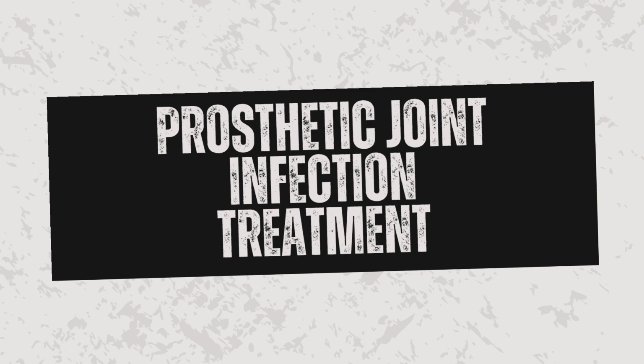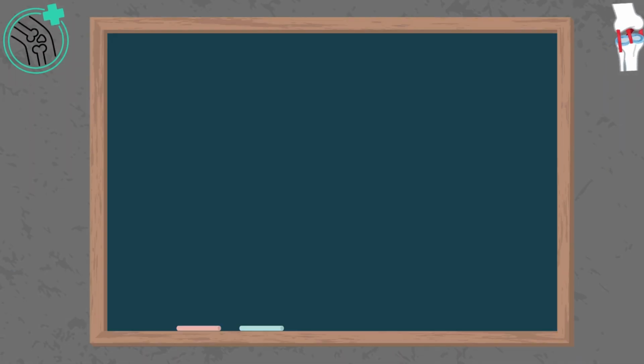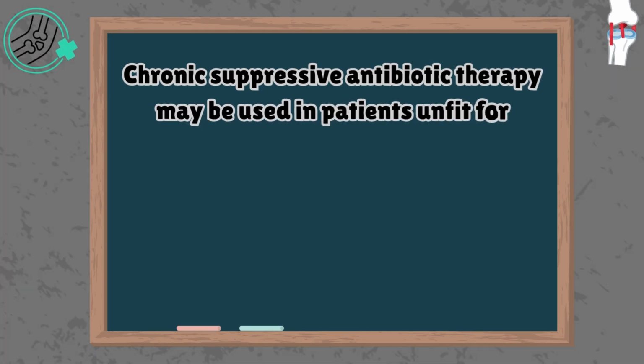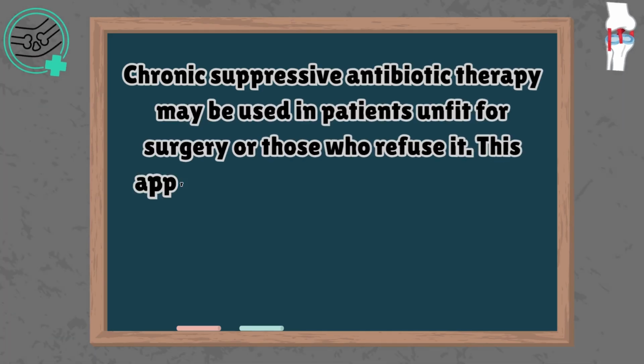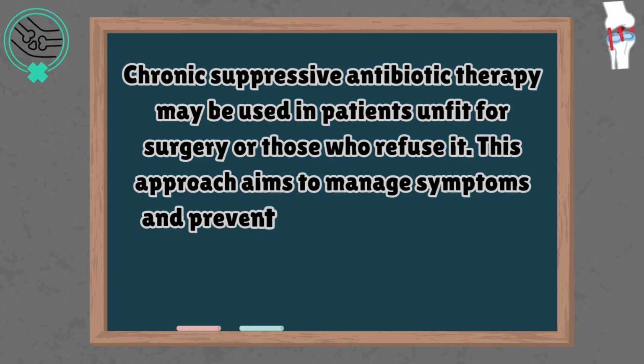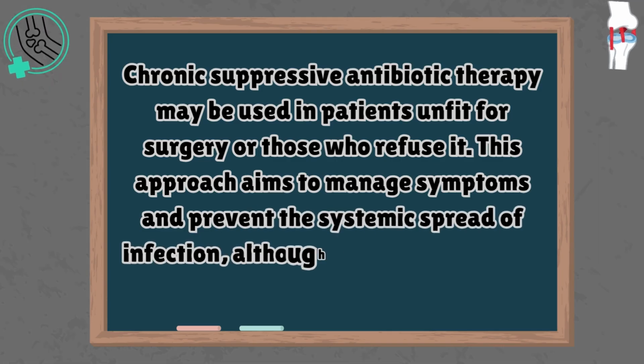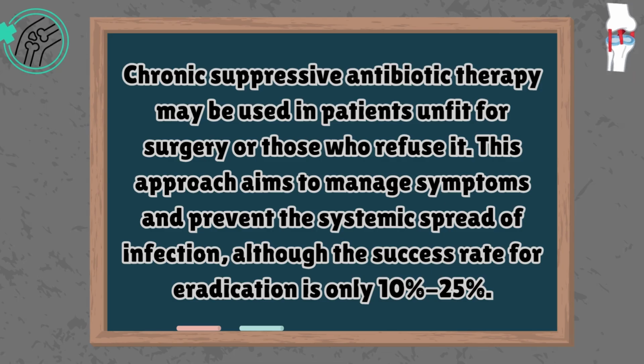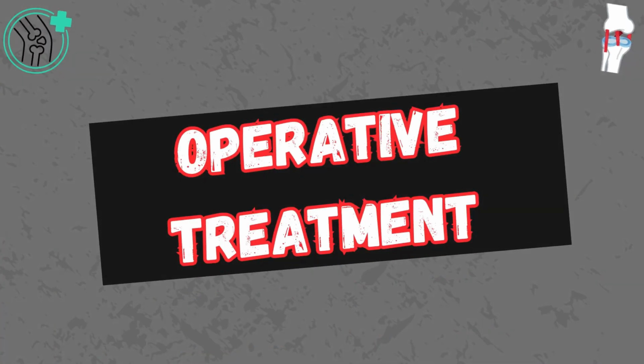Treatment of prosthetic joint infection. Non-operative treatment. Chronic suppressive antibiotic therapy may be used in patients unfit for surgery or those who refuse it. This approach aims to manage symptoms and prevent the systemic spread of infection, although the success rate for eradication is only 10% to 25%.